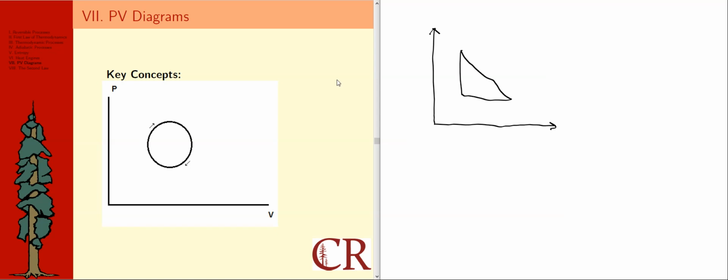So obviously that is not a circle, but what it does have in common with what's on the key concept slide is that it is a closed path, and the cycle that the engine would follow would correspond to motion along this path graphed in pressure versus volume in a clockwise direction.